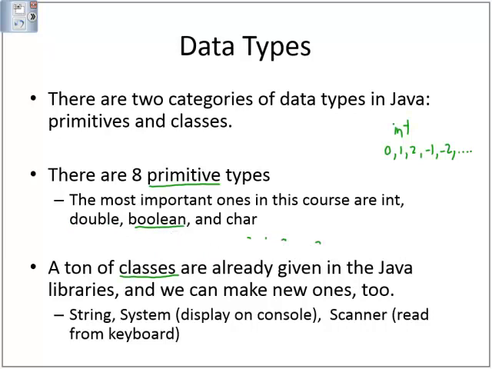And character data types are a single character in Java. And so if you wanted to have the character A, you could type capital A or lowercase a. Those are considered two different characters. And you put single quotes around a character value in Java.